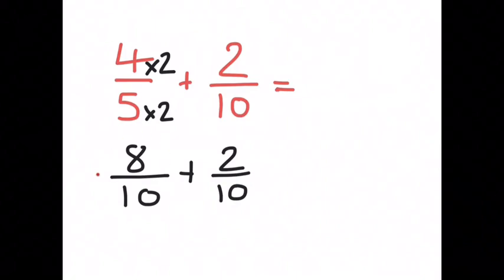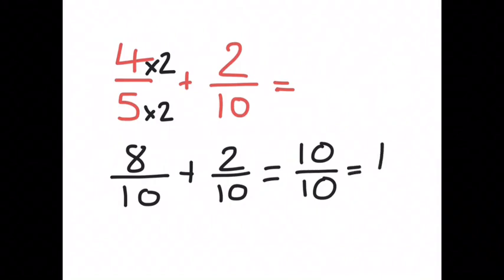So we now have 8/10, and we're adding on 2/10, which we know will give us 10/10, which again, using our knowledge of equivalent fractions, we know is the same as 1. So what's the answer to 4/5 add 2/10? Well, the answer is 1. And that is how you add fractions where the denominators are different.